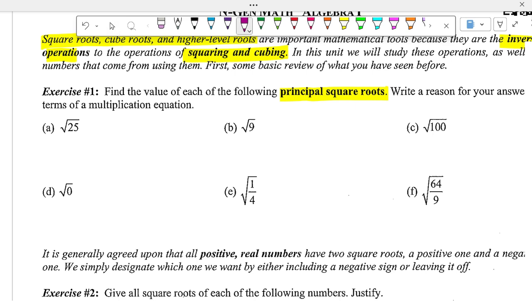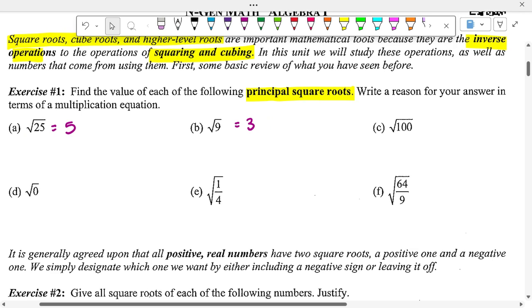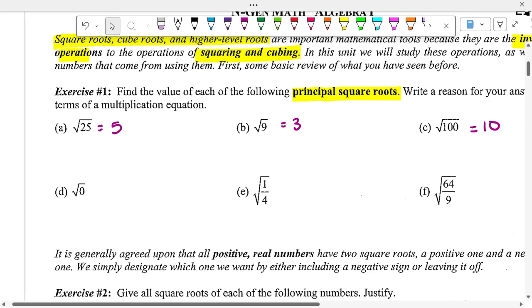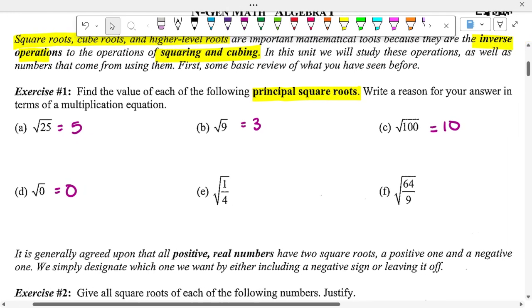Abby, what's the square root of 25? Good. Kyrie, what's the square root of 9? Good. Zachary, what's the square root of 100? Look at your reference sheet. Good. Bella, what's the square root of 0? Good. Now, those were basic ones.